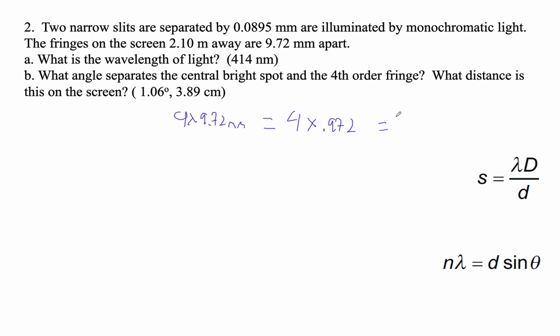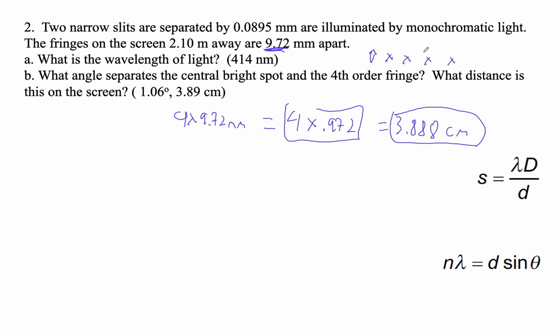It's 3.888 centimeters. So that's how far, we can do that because the fringes are that far apart, and if we go from the bright spot to the fourth order, we're going 4 fringes away. There's a central bright spot, and then this is the first order, second order, third. The fourth order one is 1, 2, 3, 4 of those away. So you can just simply do it this way. But obviously, there's a better way to do it.